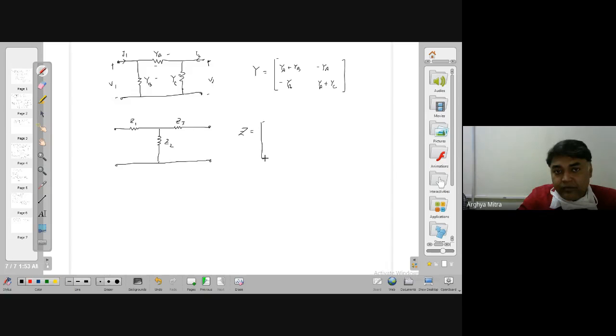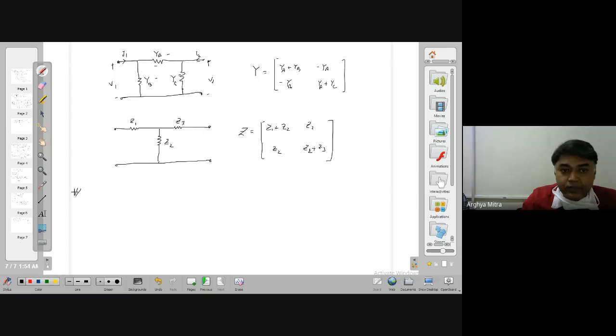So the z parameter will be z1 plus z2, z2, z2, z2 plus z3. Okay. So directly, just by seeing the network, that okay, fine, it is in pi form, it is in T form, you can directly find out what is y and z.